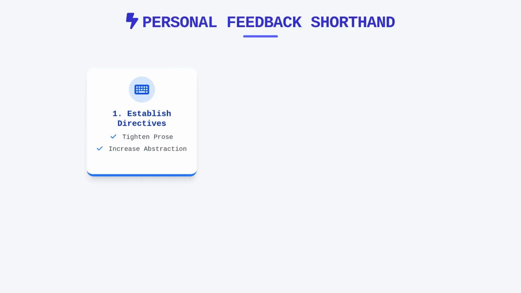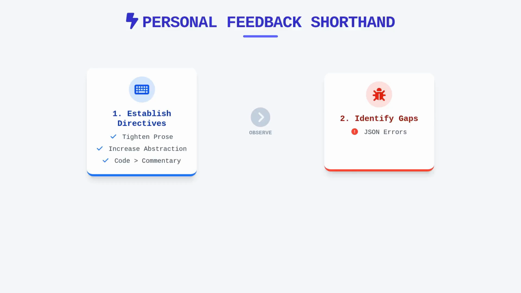Developing a personal feedback shorthand can significantly accelerate your ability to adjust tone, information density, or output structure. You might establish a set of directives, such as tighten the prose, increase abstraction levels, or prioritize code over commentary, that the model can interpret consistently across different sessions. Over time, you'll begin to observe common failure modes in your prompts, such as the model consistently losing track of JSON formatting or defaulting to an overly verbose writing style.